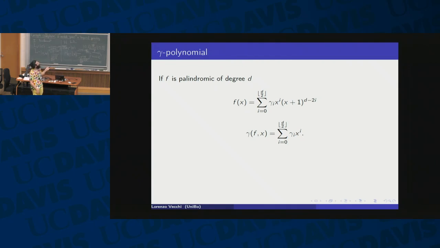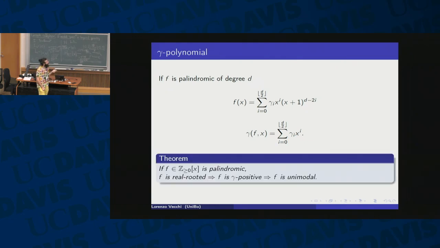So if I have a palindromic polynomial of degree d, I can rewrite it in a different basis, this x to the i times (x plus 1) to the d minus 2i. In this way, I can use half of the coefficients. I call these new coefficients gamma, and I encode them in this new polynomial called the gamma polynomial of f. And I say that f is gamma positive if the coefficients of gamma are non-negative.